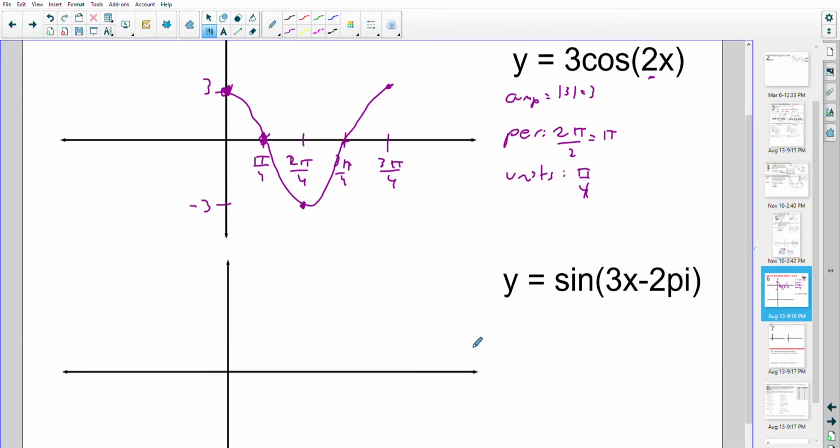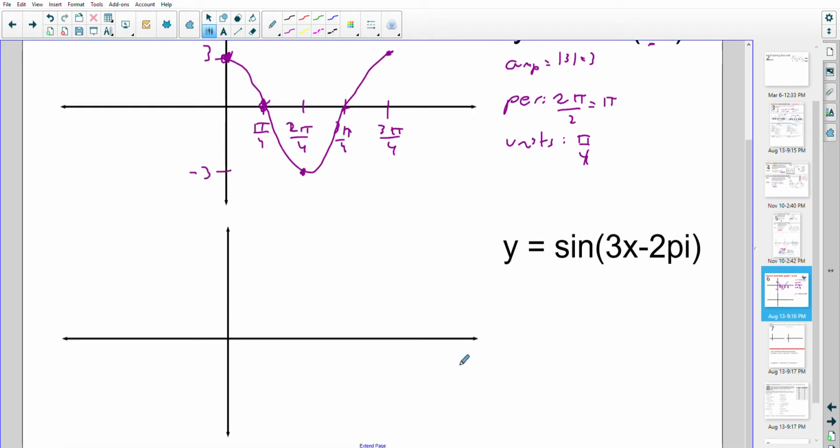Going to the next example. Again, starting with all of the details and then going from there. So, for example, the amplitude is equal to 1 because there is a 1 out in front. The period is 2 pi divided by your b, which is 3. The units are going to be 2 pi divided by 3 divided by 4, which is the same thing as times 1/4.